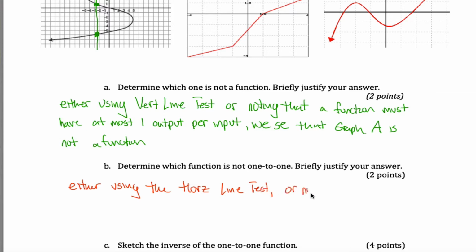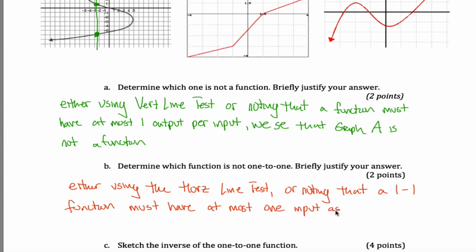or noting that a 1-to-1 function must have at most one input associated with a given output. We see that graph 3, or C, I guess, is not 1-to-1.